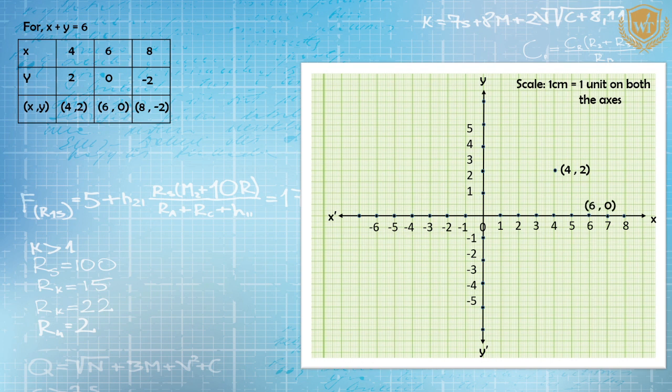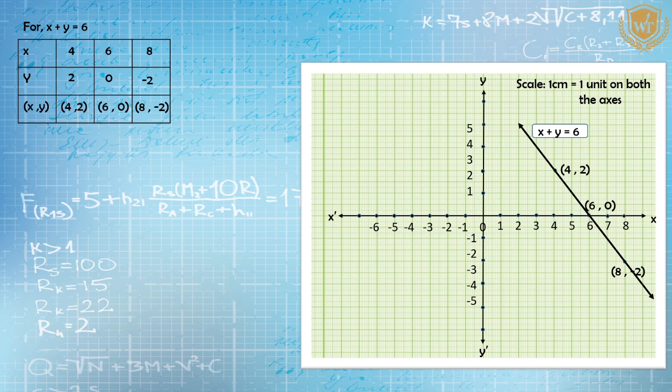And the last point is 8, minus 2. The x coordinate is 8. The y coordinate is minus 2. So this is the point 8, minus 2. So first equation ke tino points aa gaye. Let us join the points and draw a line. So this line represents the first equation x plus y equals 6. Students, remember, always write down the equation on the line so that baad mein kuch confusion nahi.